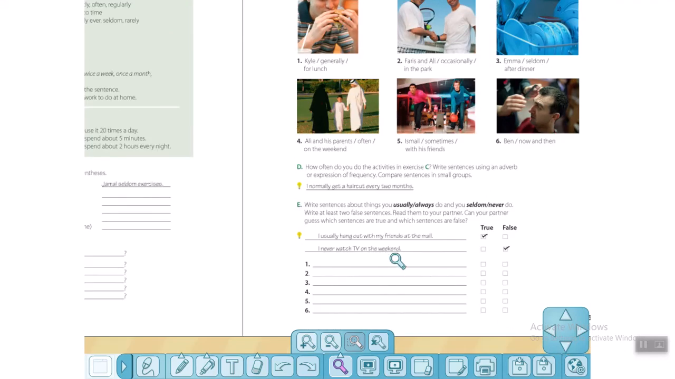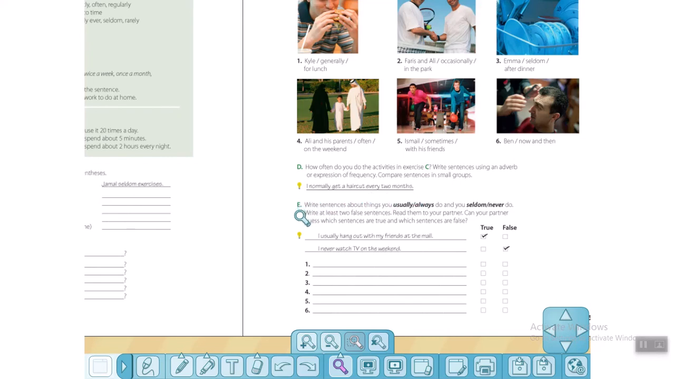Write about yourself. How often do you do the activities in exercise C? Write sentences using an adverb or expression of frequency. Compare sentences in small groups. For example, I normally get a haircut every 2 months. This is an expression of frequency. Every 2 months.